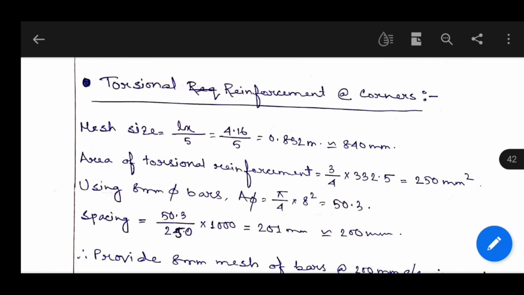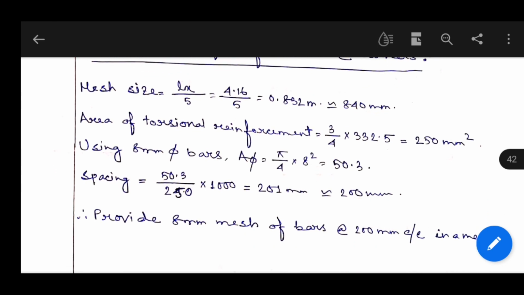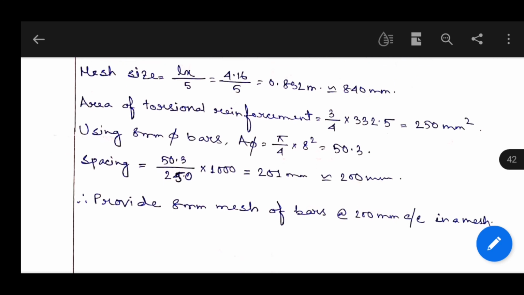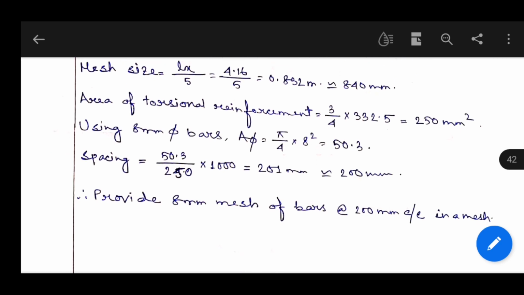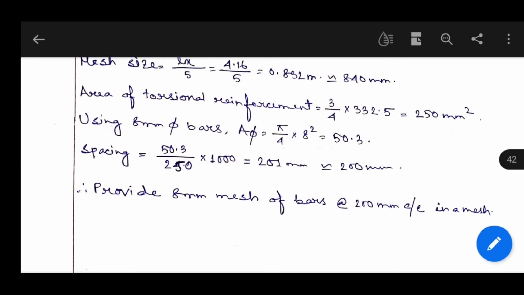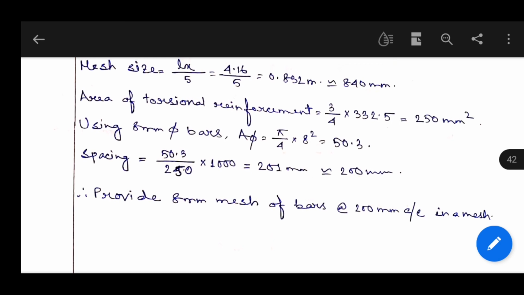Now the area of torsional reinforcement is 3/4, that means 3 by 4 of 332.5, that is equal to 250 mm square. Now using 8 mm dia bars, the area of 1 bar we know is 50.3, so spacing is 50.3 by 250 into 1000, that is equal to 201 mm, or you can say 200 mm. So provide 8 mm bars at 200 mm center to center in a mesh. Now the design part and reinforcement part is complete.